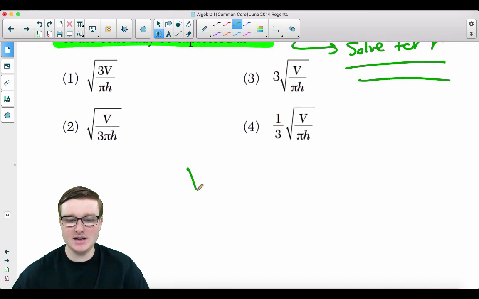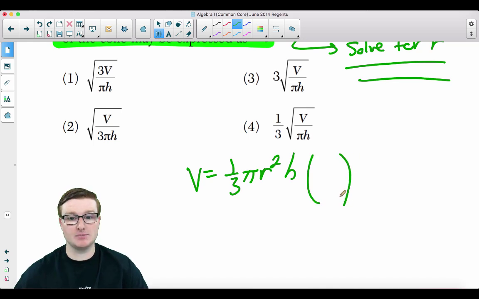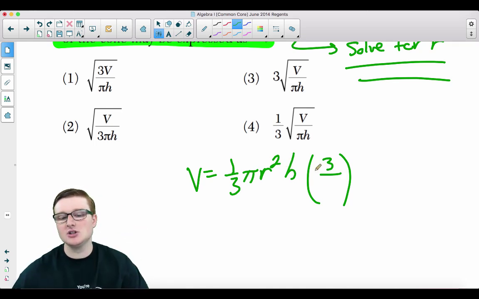So, if we have V is equal to 1/3 pi r squared times the height, what I'm going to do is get rid of the 1/3, the pi, and the h. In order to do that, you need to multiply the whole thing by its reciprocal. The reciprocal of 1/3 is 3 over 1. Now, the pi and the h are considered in the numerator. So now we're going to move this to the denominator.